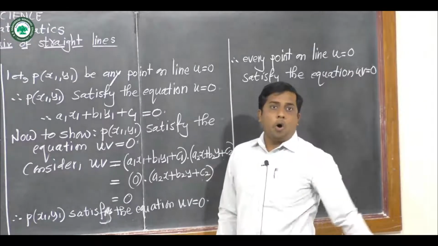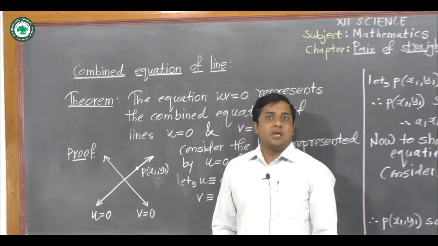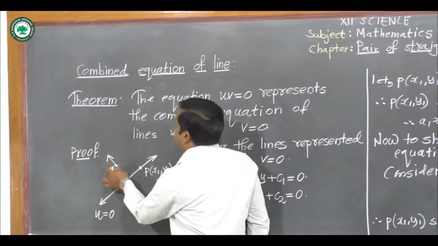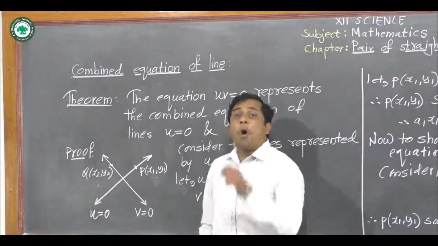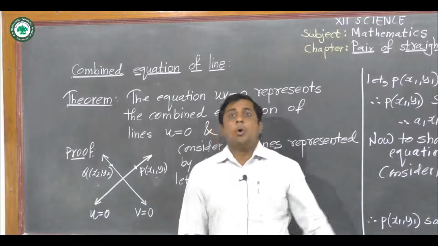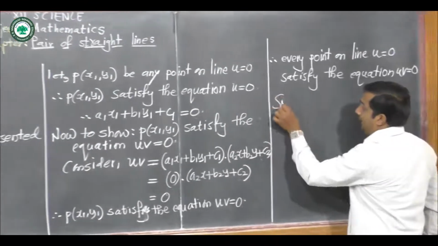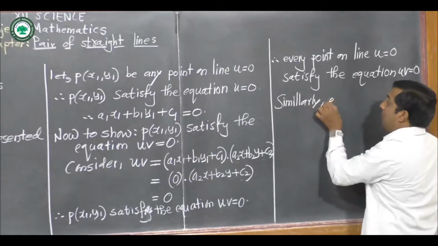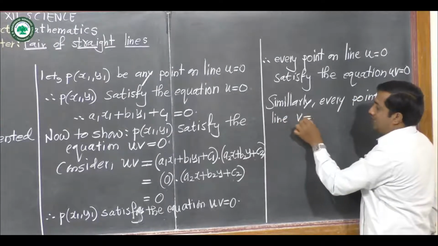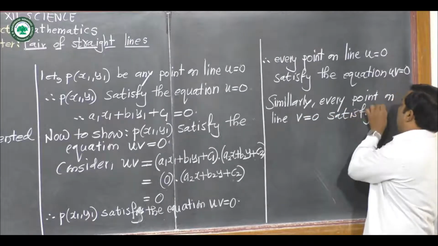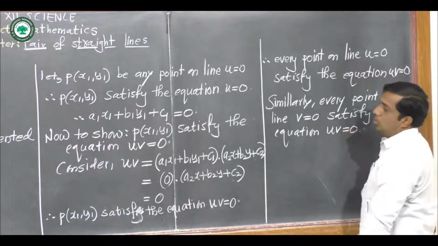Okay. Similarly for the second line, here v = 0. Let us consider a point on this line v = 0, here Q(x2, y2). Similarly we can show that every point on the line v = 0 satisfies the equation u into v is equal to 0. So here I write, similarly, every point on line v = 0 satisfies the equation u into v is equal to 0.